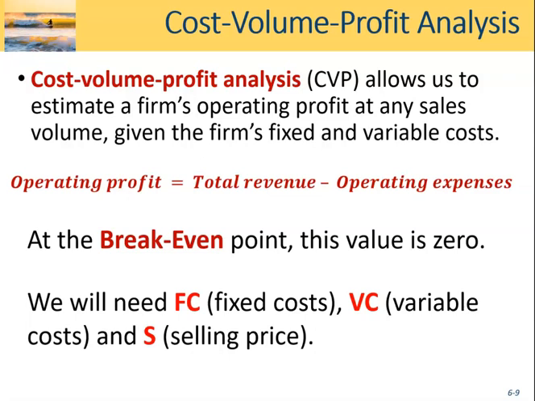Okay. So at the break even point, it's exactly that. You break even. This value for operating profit is 0. It means that our total revenue of, say, $2,000 equals our operating expenses that maybe with the fixed costs and the variable costs is $2,000.